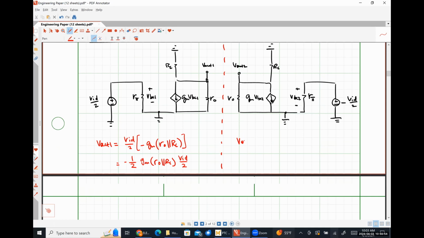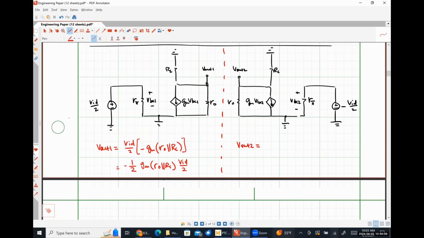When we look at the right-hand circuit, oh, because I was not paying enough attention, thank you. Thank you for that, Brody. About to make a terrible mistake.